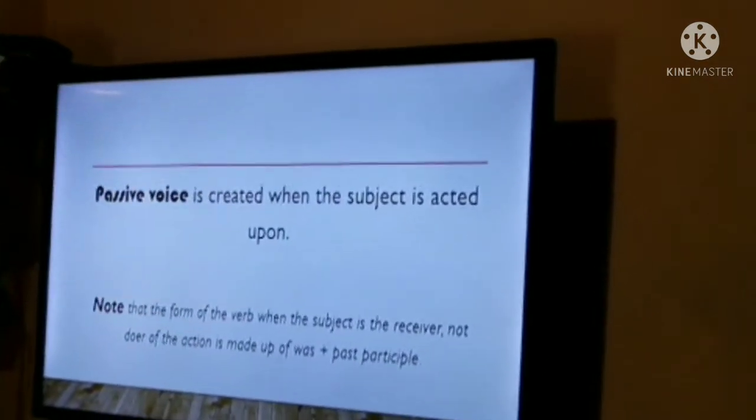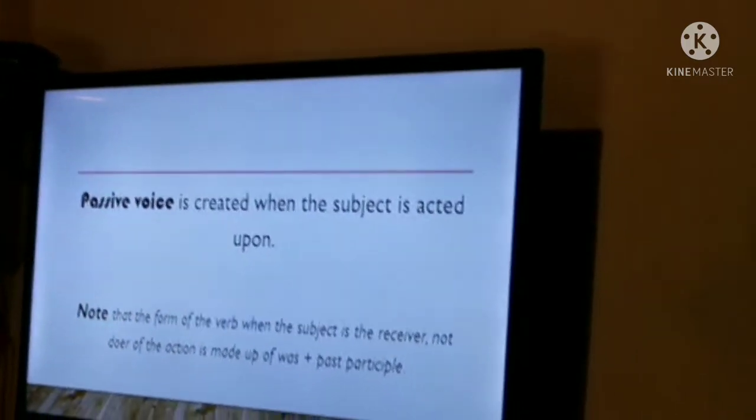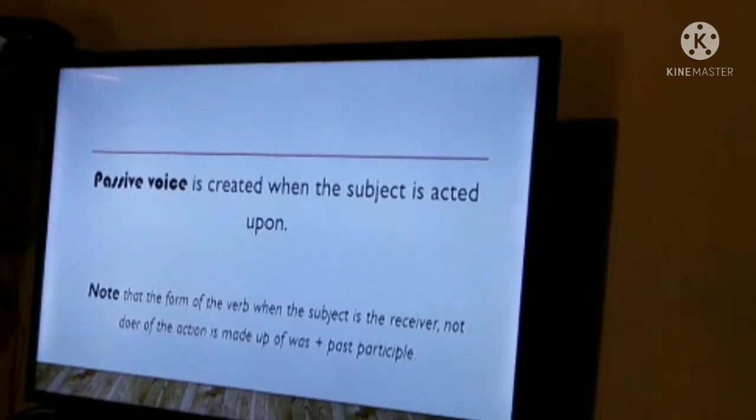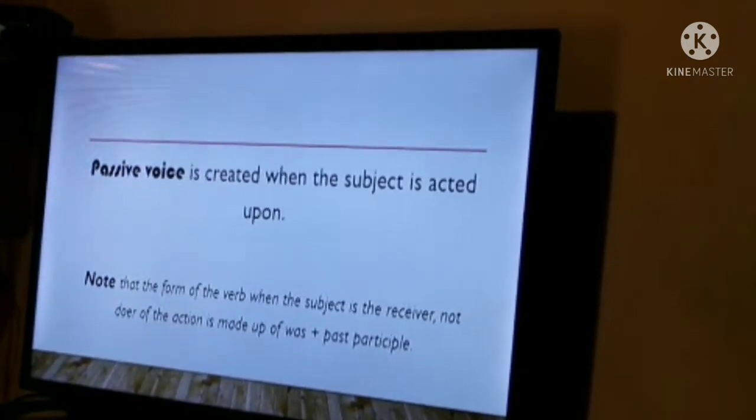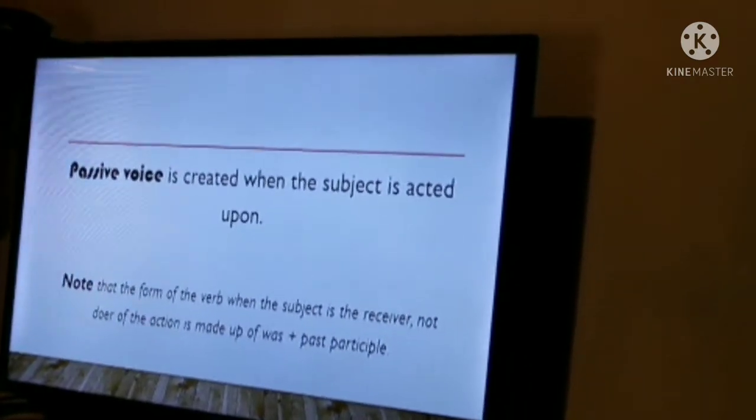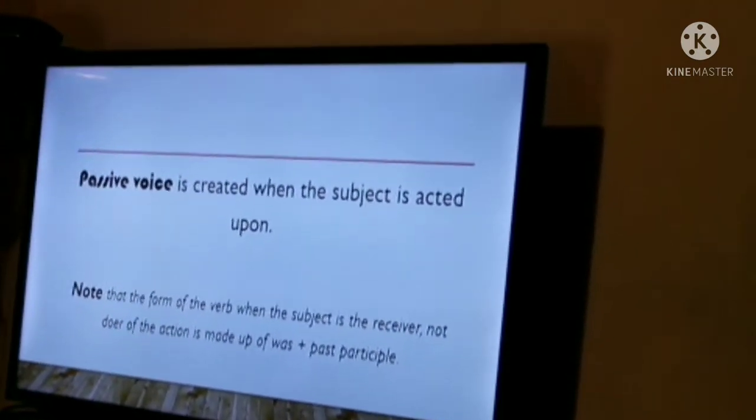Passive voice is created when the subject is acted upon. And take note also that the form of the verb when the subject is the receiver, not the doer of the action, is made up of was plus past participle. It is in passive voice.